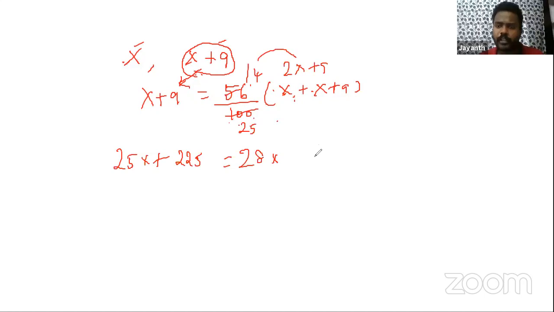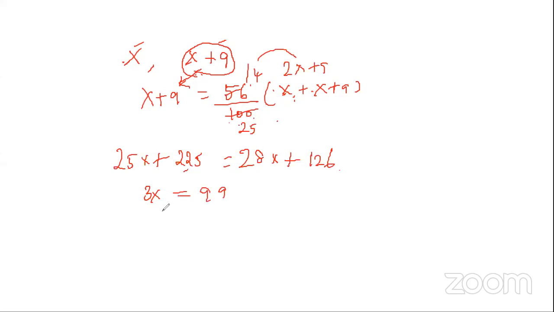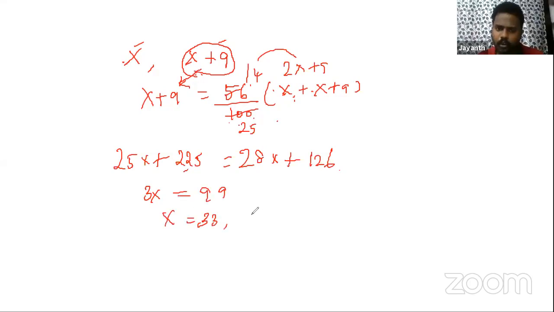14 into 9 which is 126. Sorry, 25 into 9 is 225. 28x minus 25x which is 3x. 225 minus 126 which is 99. அப்ப 3x = 99னா x is 33. அப்போ ஒருத்தனோட மார்க் 33னா இன்னொருத்தனோட மார்க் 42.